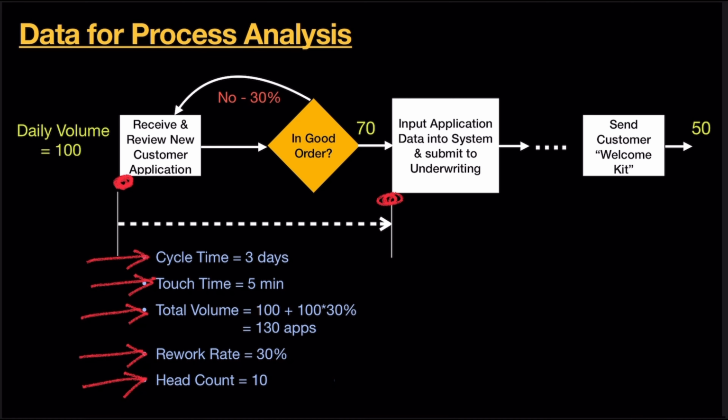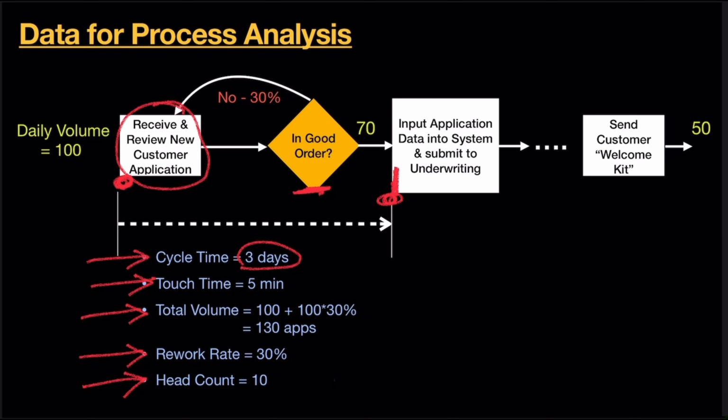So in this situation, notice how I've included the inspection point in that process step or in that cycle time, because technically this milestone, receive and review the new customer application, is not finished until we can start inputting the data into our core system. So this inspection point needs to be included. Now, notice how the cycle time is 3 days. So from the time that we receive an application to the time that we can input the data into the system takes 3 days.